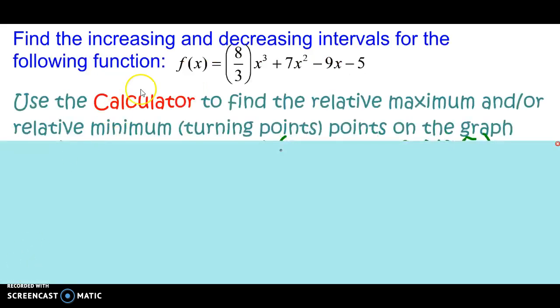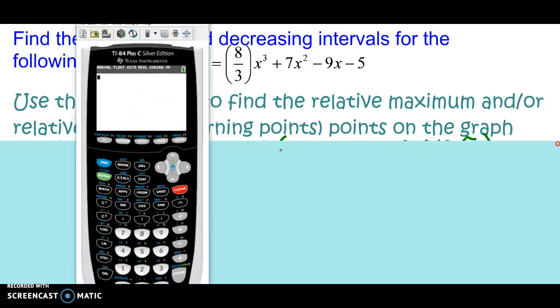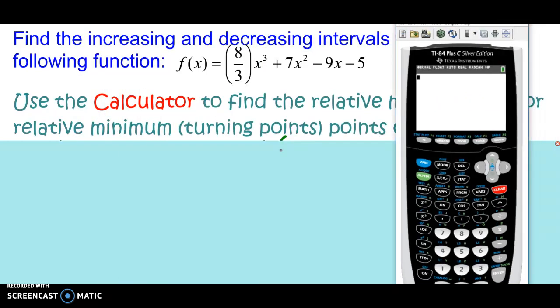So let's check the problem here. It says, find the increasing and decreasing intervals for the following function. And we have f of x right here. So it says use the calculator to find the relative max and or relative min. And I'll show you how to find those points. And then we'll determine after that the increasing and decreasing intervals. So let's go to our graphing calculator. And hopefully you guys can see mine just fine.